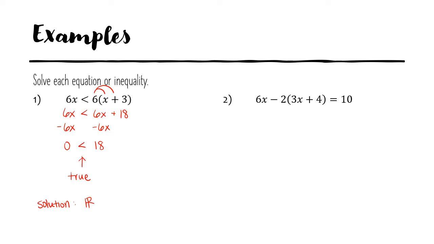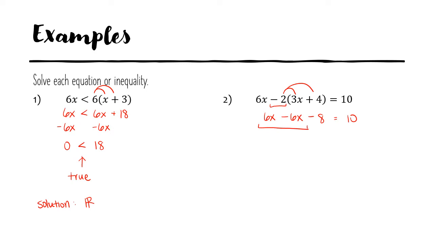Okay, let's look at number 2, where we actually have an equation this time. Same kind of start. I'm going to distribute negative 2 across my parentheses. Notice this negative, I'm treating that as if it's attached to the 2. So we'll end up with a 6x minus 6x, minus 8 is equal to 10. All right, so I realize here that I've got a couple of like terms that I need to combine.